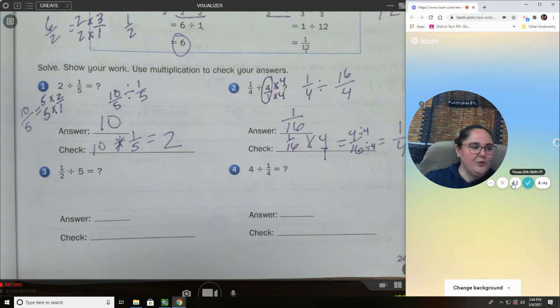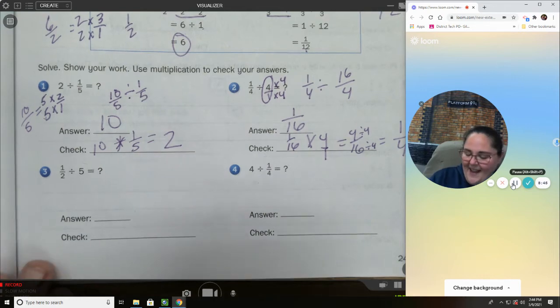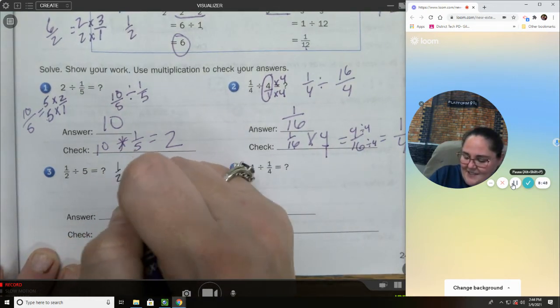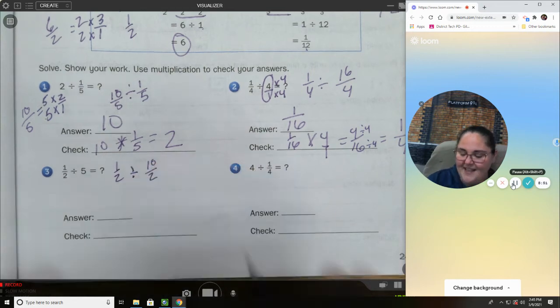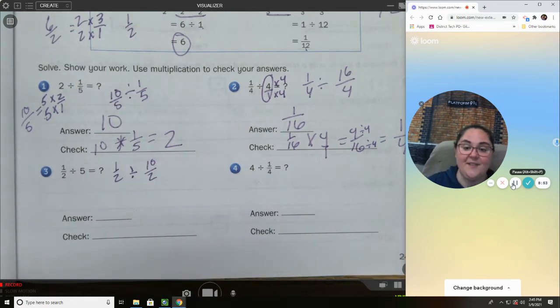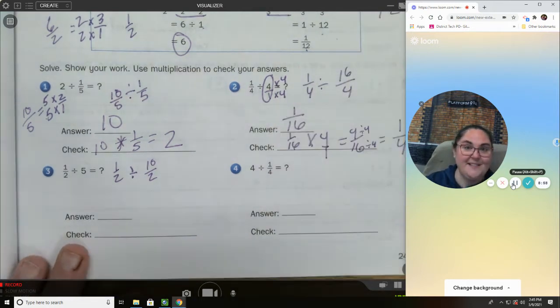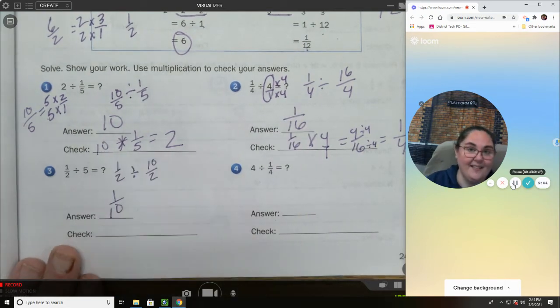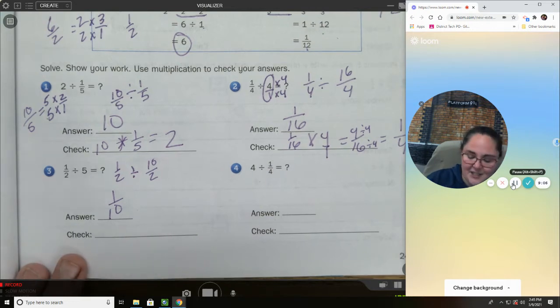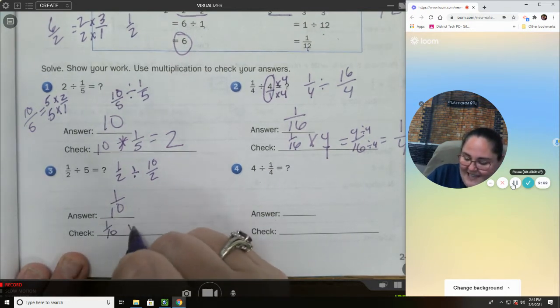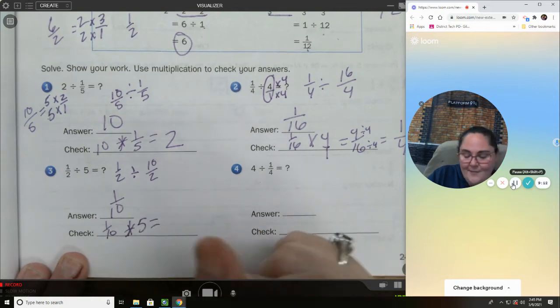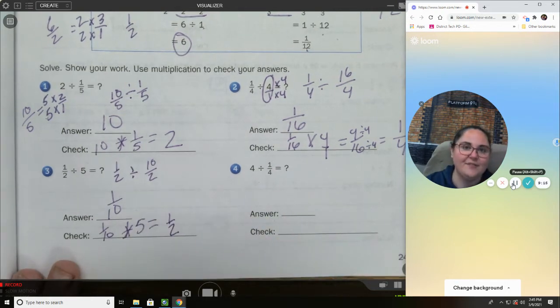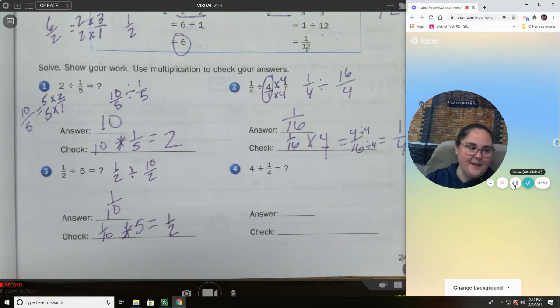All right, let's do this next question. With number 3, what 2 fractions will I use? What are they with a common denominator? Go. All right, it should be 1/2 divided by 10/2. Now do the math. What is 1/2 divided by 10/2? This is going to look very similar to number 2. 1 divided by 10. So 1/10 should be your answer. To check my math, I'm going to do 1/10 times 5. 1/10 times 5 absolutely is 1/2, because 5/10 is half.